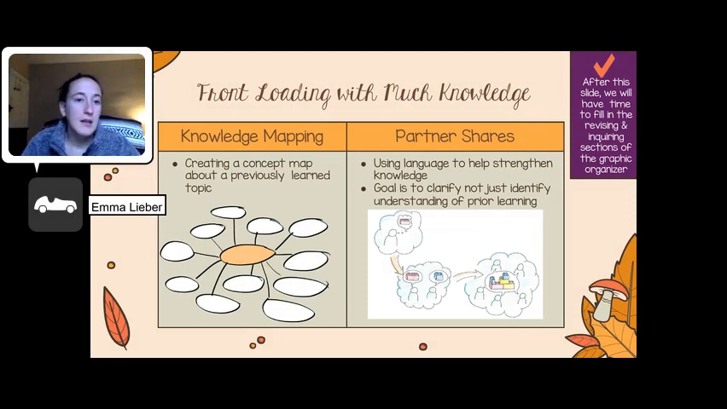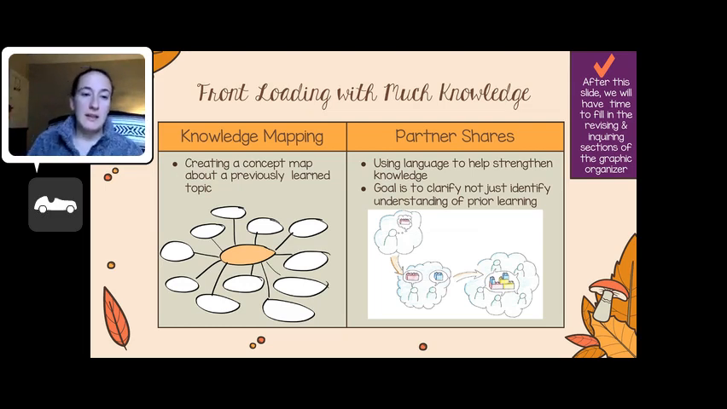Now we're going to look at 2 more reading strategies, one called knowledge mapping and the second called partner shares. Both of these reading strategies are strategies that help students front load the information. So again, thinking about how can we make sure that students have the information they need to be able to then decode the information that's being presented in the text.